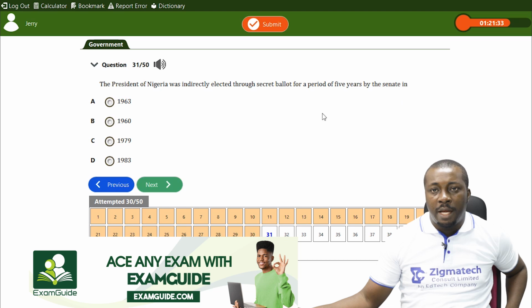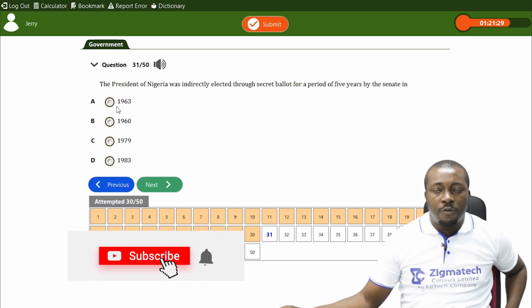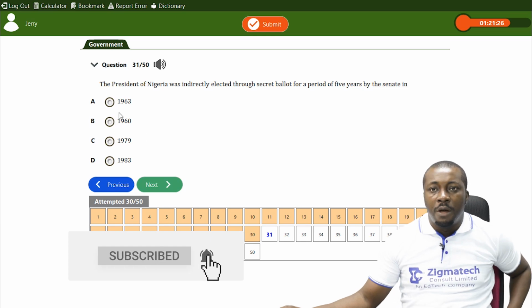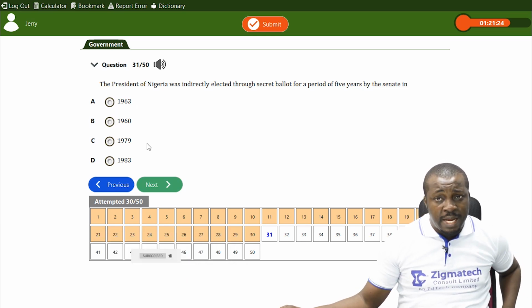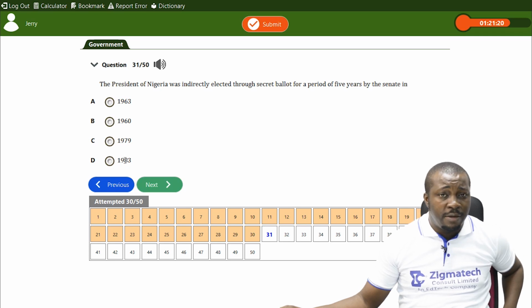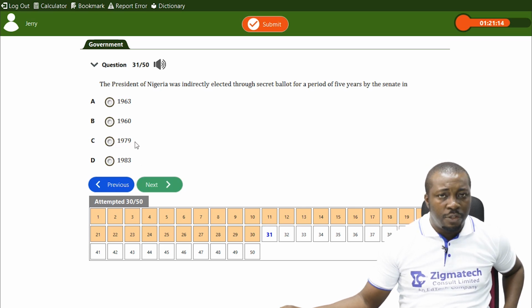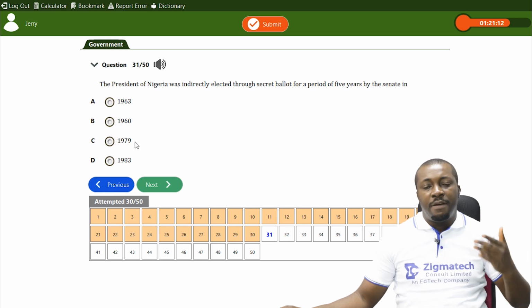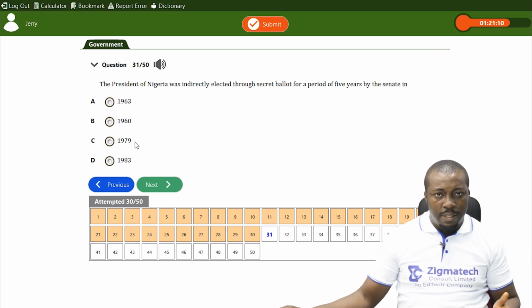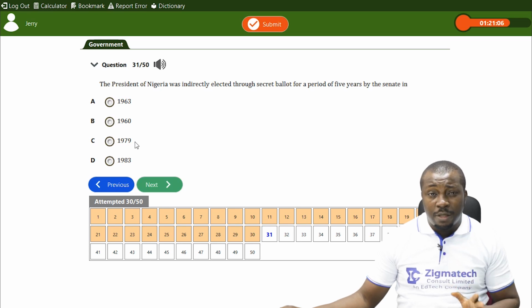Now, the president of Nigeria was indirectly elected through secret ballot for a period of 5 years by the Senate in which constitution? This question tests your knowledge of the constitutions we've had in Nigeria. Of course, D, we never had any 1983 constitution, so it's eliminated. Now, C, which is the 1979 Constitution, is a federal constitution. This federal constitution is a presidential constitution.